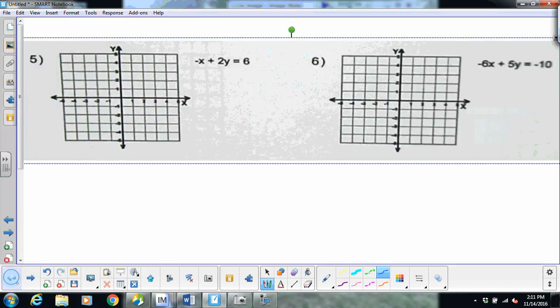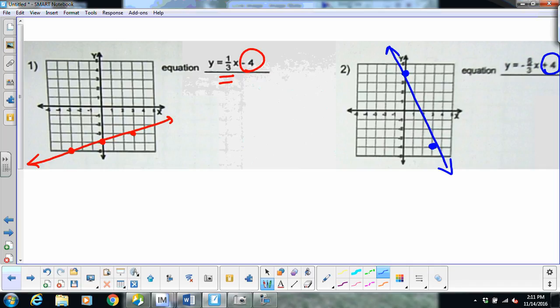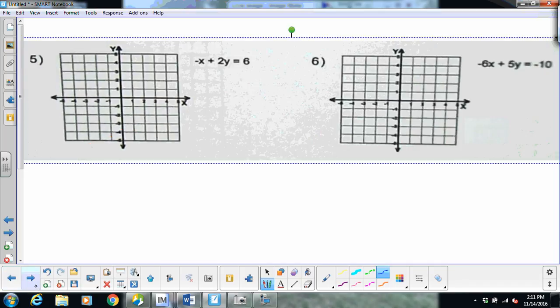Okay, so now 3 and 4 are the same way. Okay, slope-intercept form of a line. So you start with your y-intercept and then graph your slope from there. Okay, 5 and 6 are not in slope-intercept form. So the first thing I need to do is I need to get y by itself.